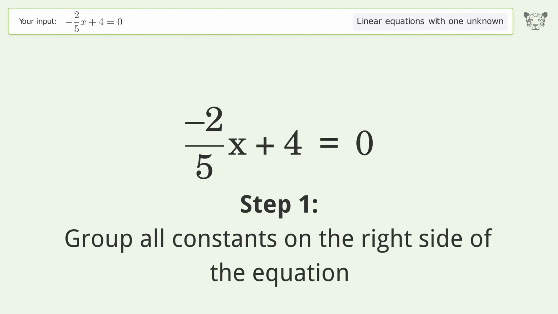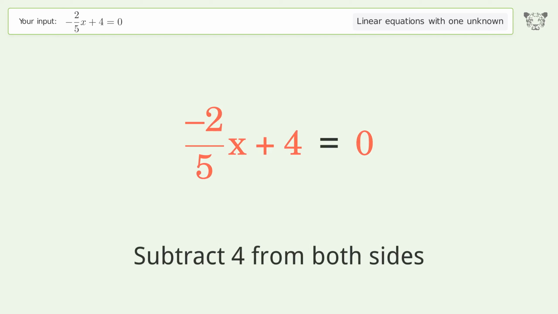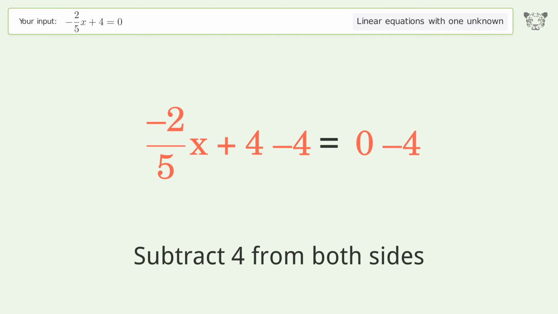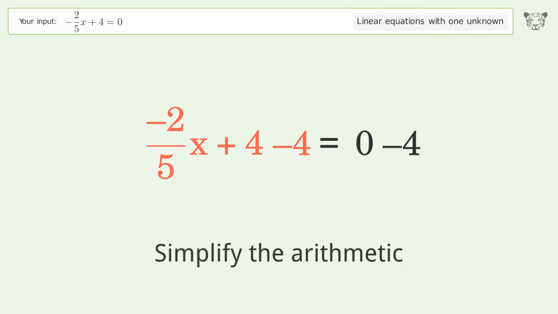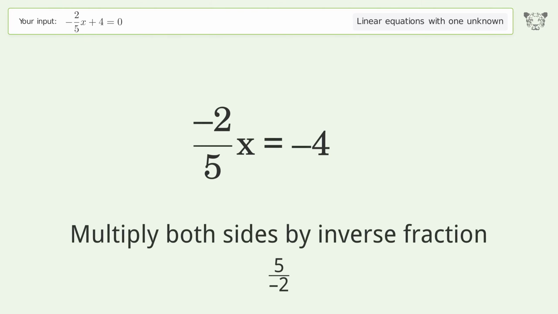Group all constants on the right side of the equation. Subtract 4 from both sides. Simplify the arithmetic. Isolate the x. Multiply both sides by inverse fraction 5 over -2.